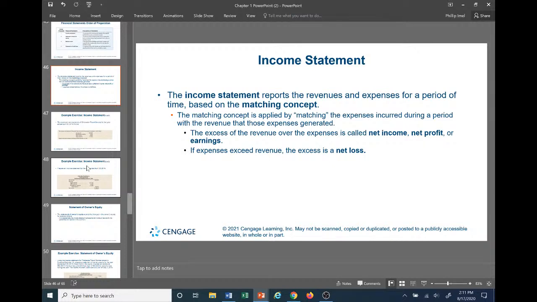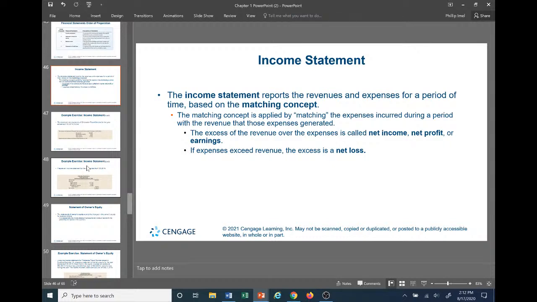So we want to match those expenses with the revenues because remember, there's a direct correlation and relation between the expenses and the revenues, because the expenses are using and consuming assets to be able to produce the revenue. So we need to match those, right? Because it's matching the revenues and expenses. So remember, the income statement is based upon the matching concept of matching revenues and expenses for a period of time.